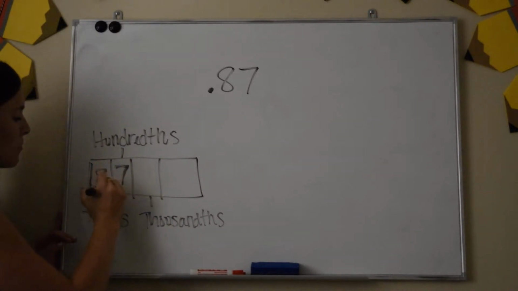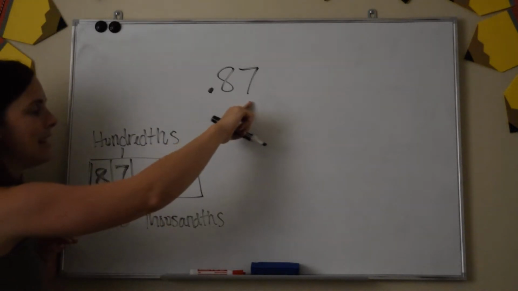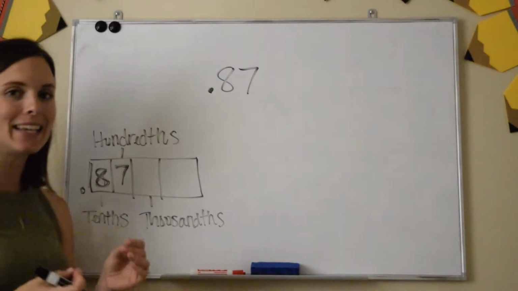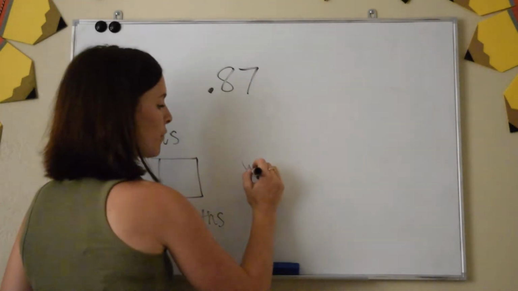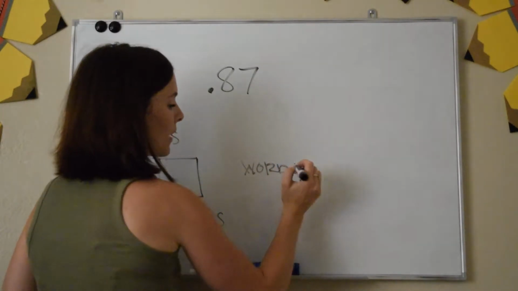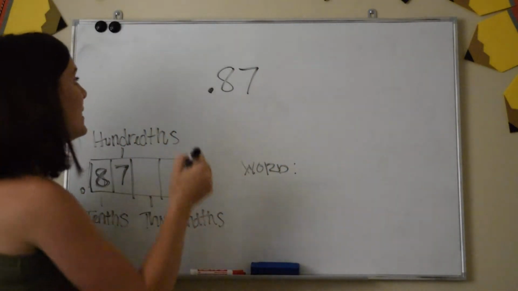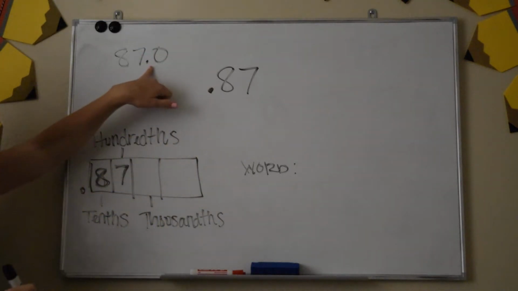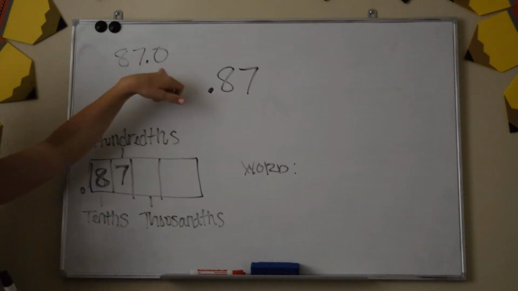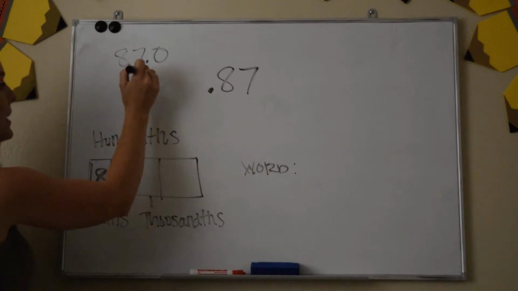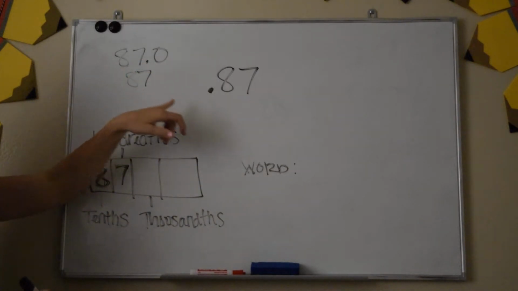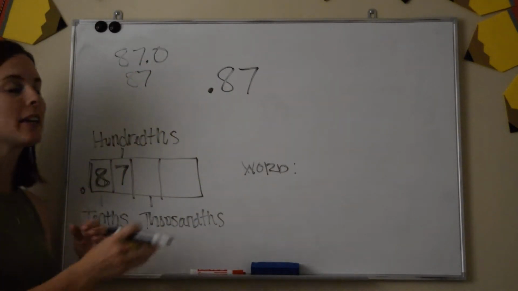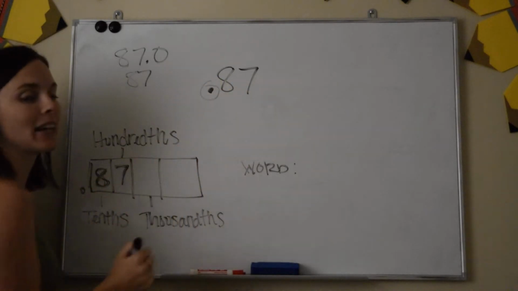So because my number is an 87, it's not just 87. If I wrote it in word form, 87 would look like this. If you want to represent it with the decimal and a 0, or it's just the same thing as 87. That's a way bigger number than 87 hundredths because these digits are coming to the right of that decimal.